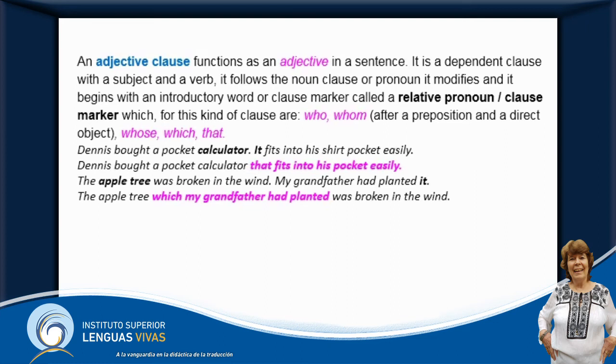And here you have two examples. The first one is: Dennis bought a pocket calculator. It fits into his shirt pocket easily. Here we are talking about the pocket calculator. And so you can join these two sentences, make one subordinate, and you can say: Dennis bought a pocket calculator that fits into his pocket easily. That fits into his pocket easily is an adjective clause that is modifying, or saying something about, the calculator.